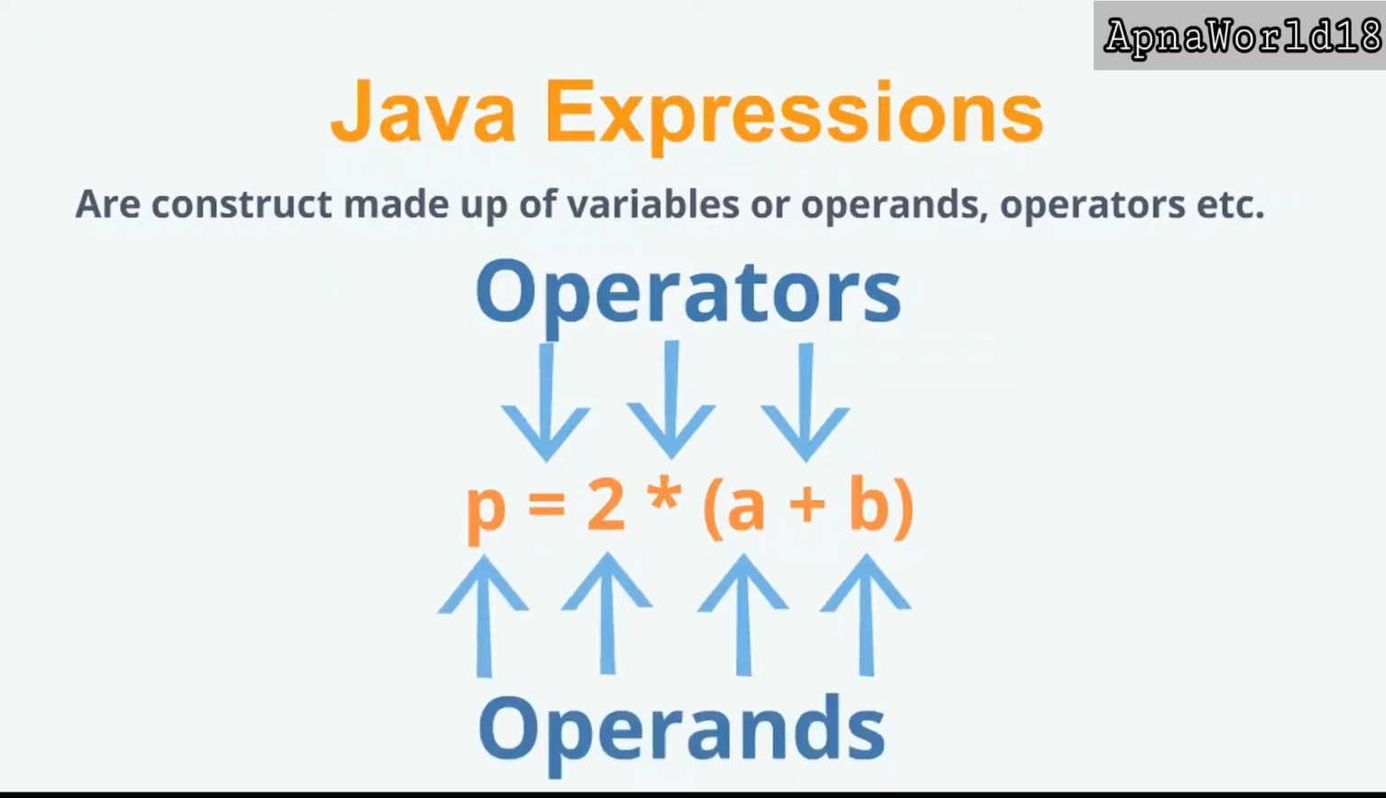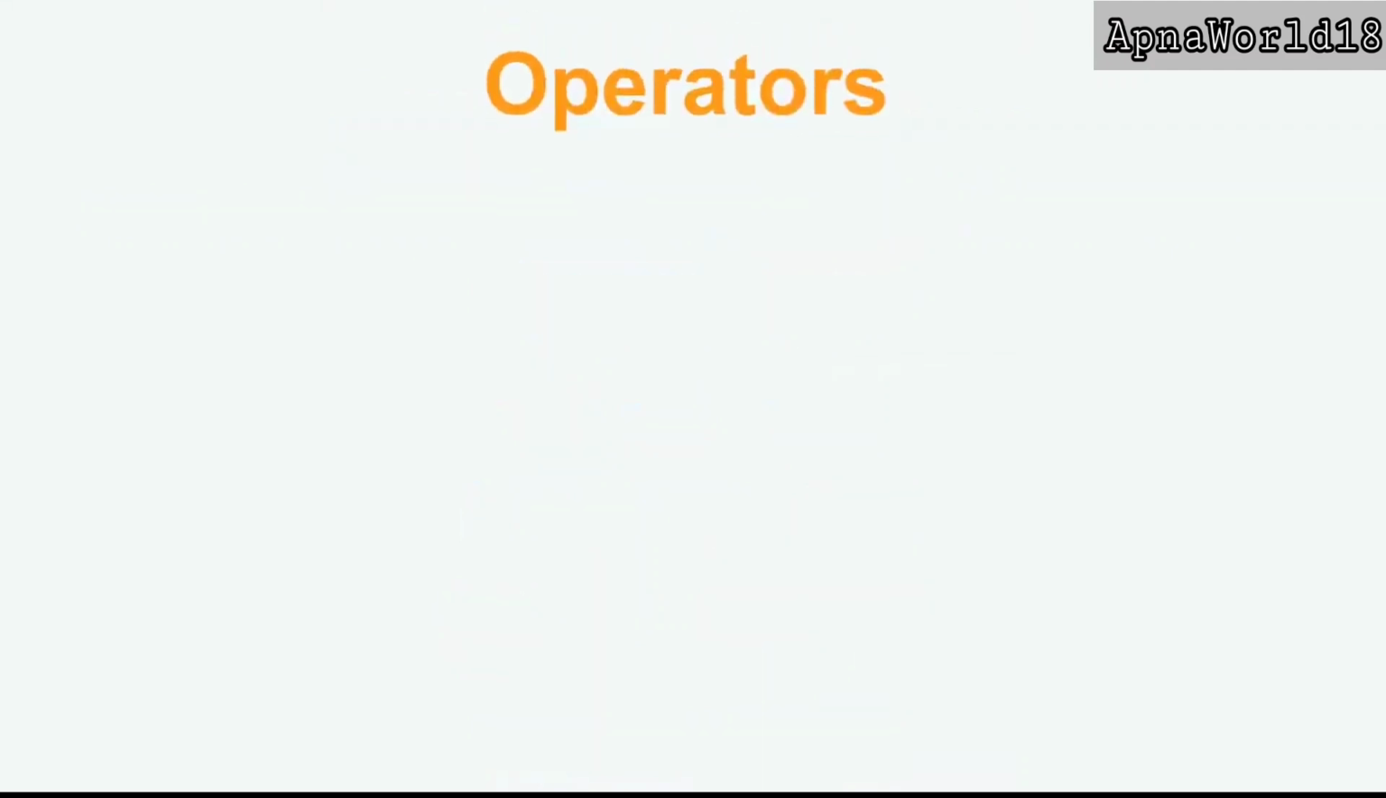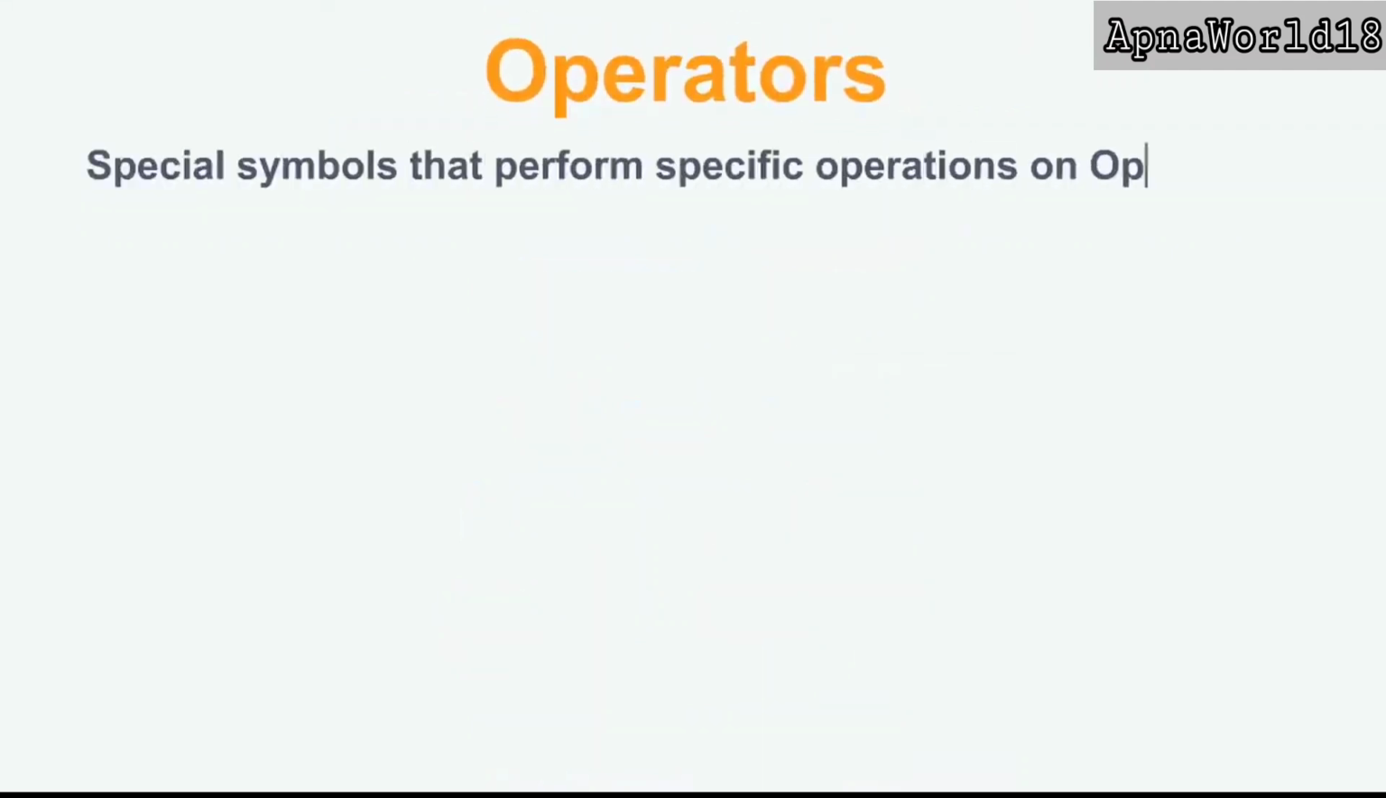An expression is a construct made up of operators and operands. Operands could be variables, constants, or functions which is constructed according to the syntax of the language and evaluates to a single value. Operators are special symbols that perform specific operations on operands. Example: plus, minus, greater than, etc.